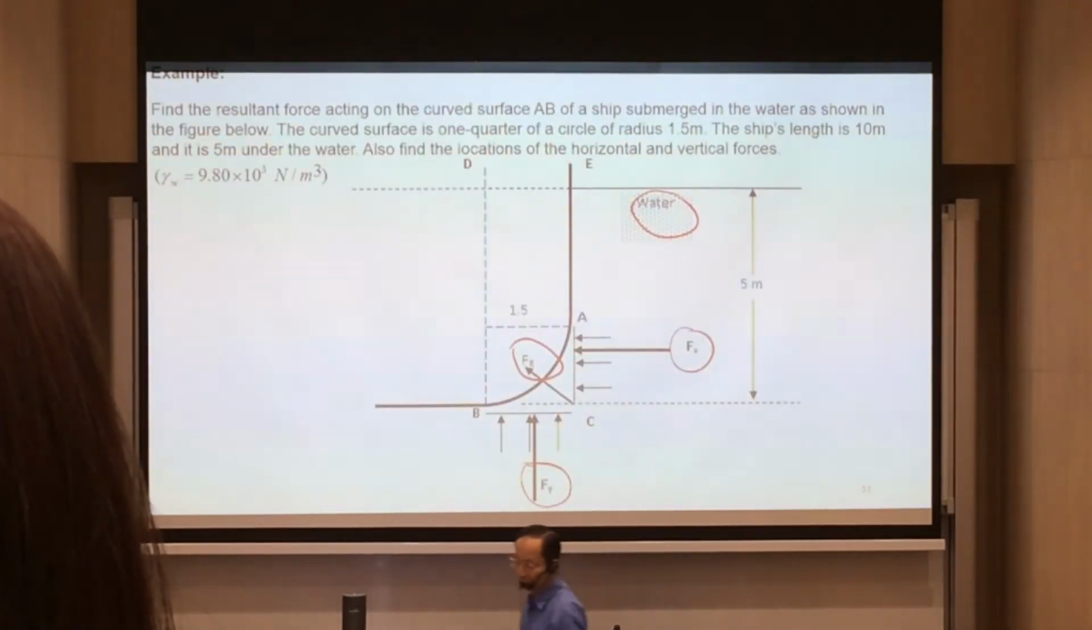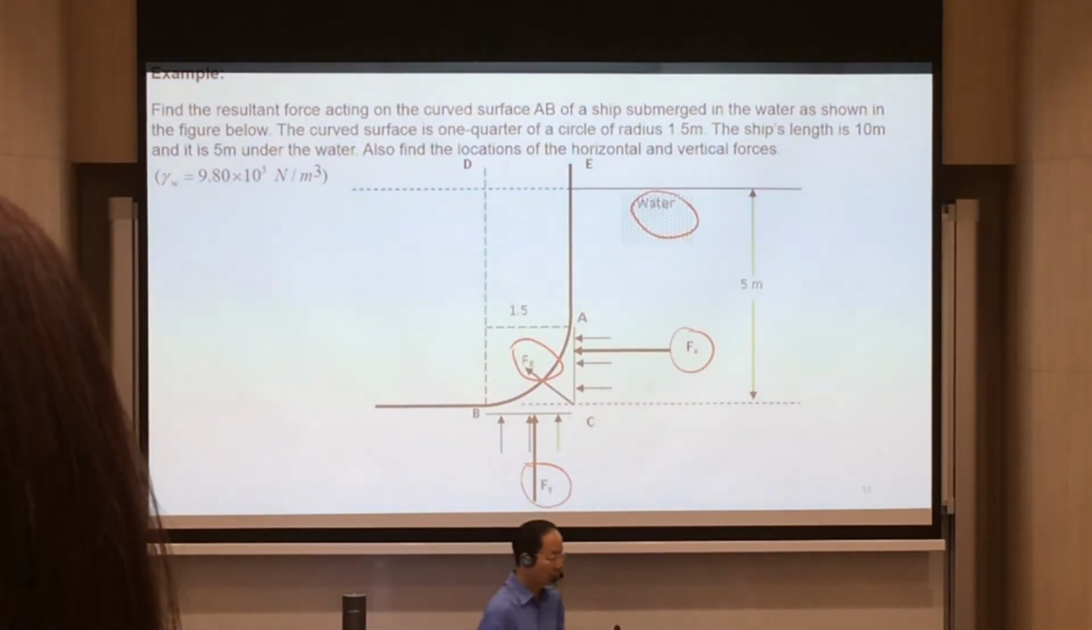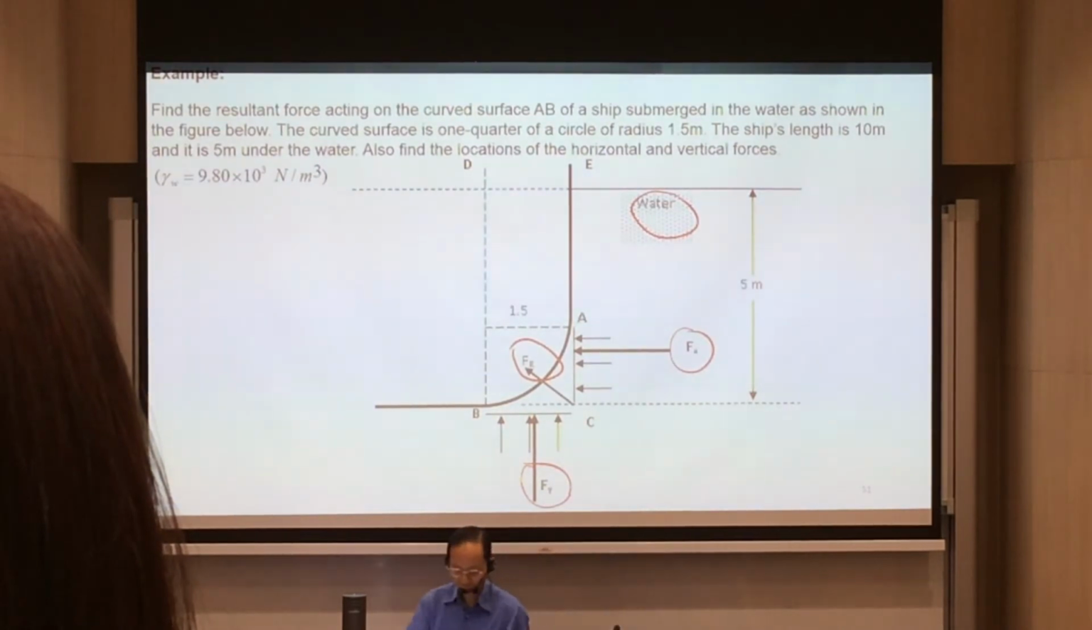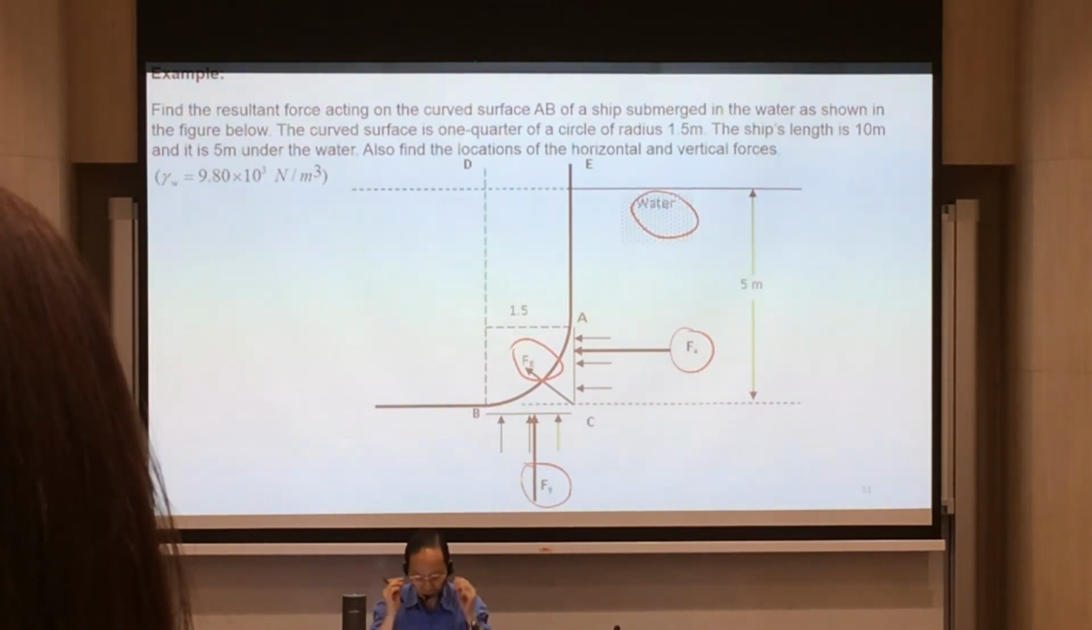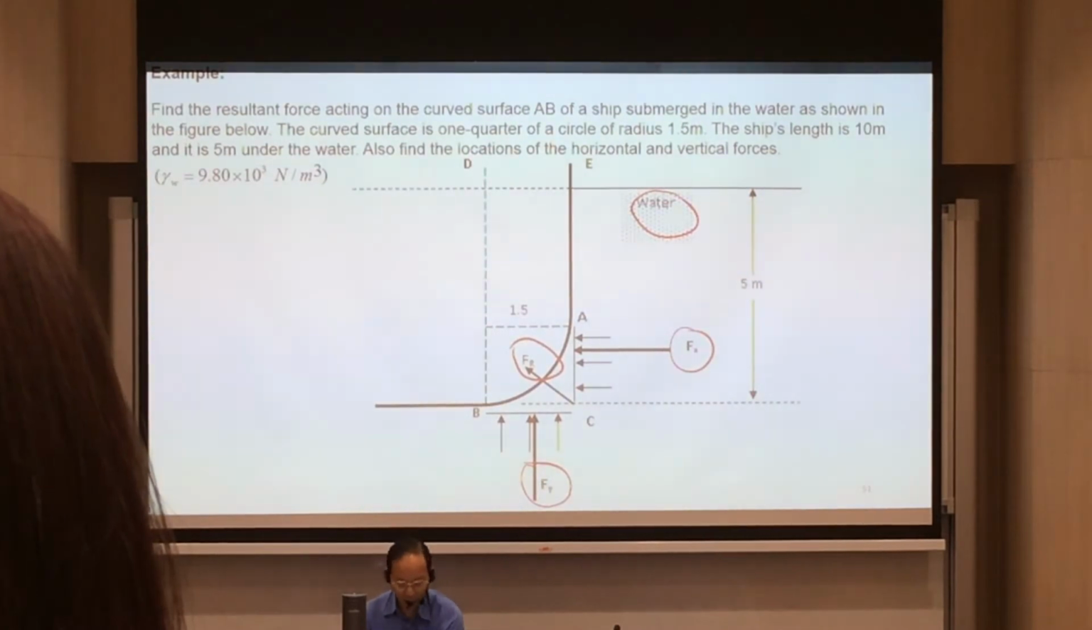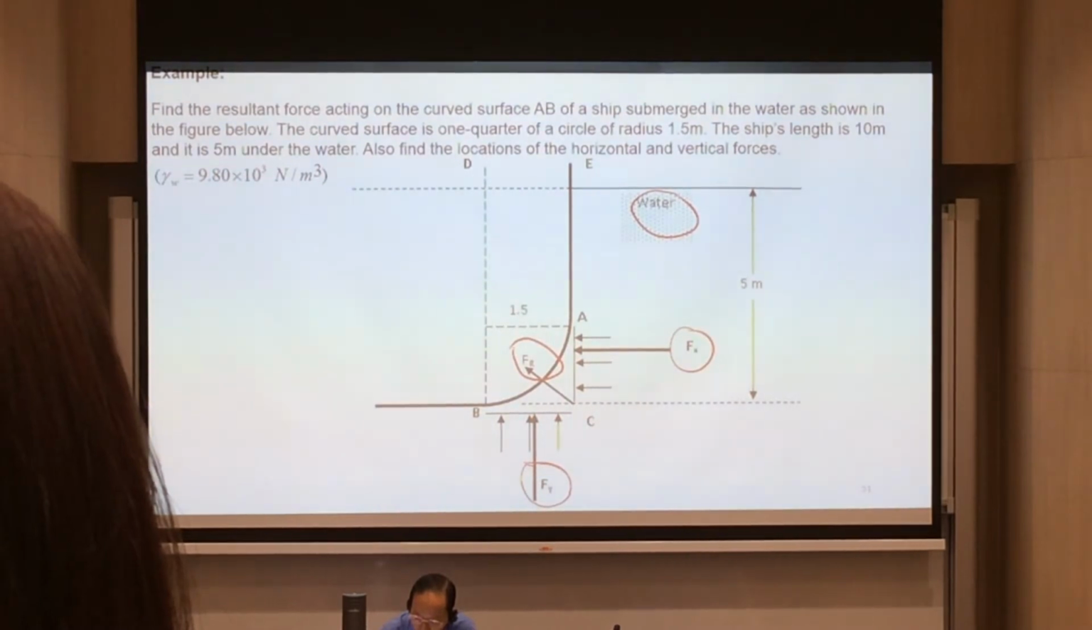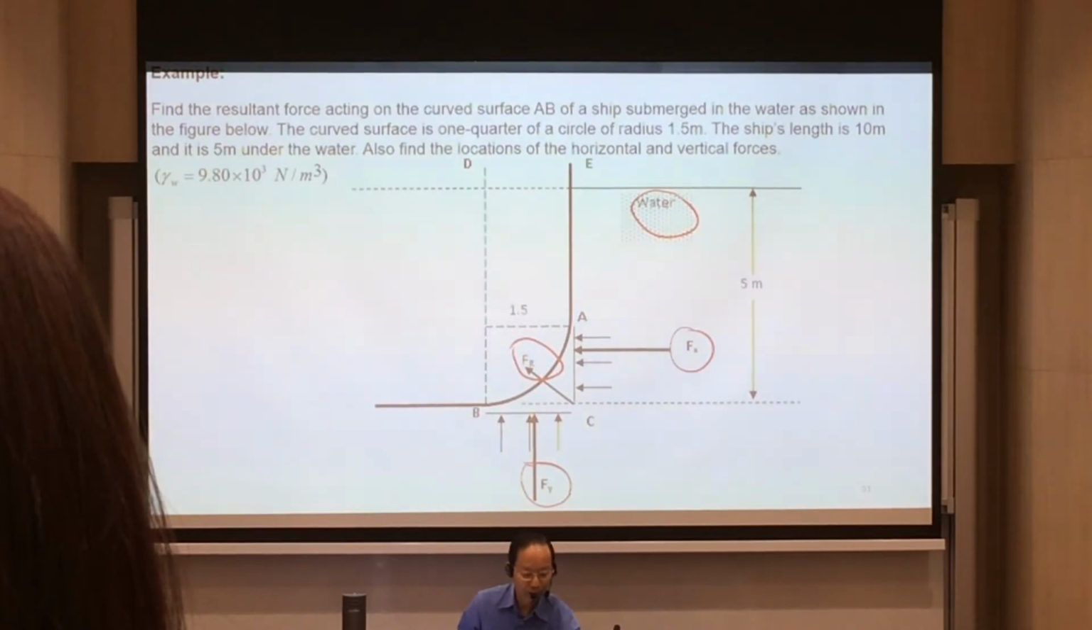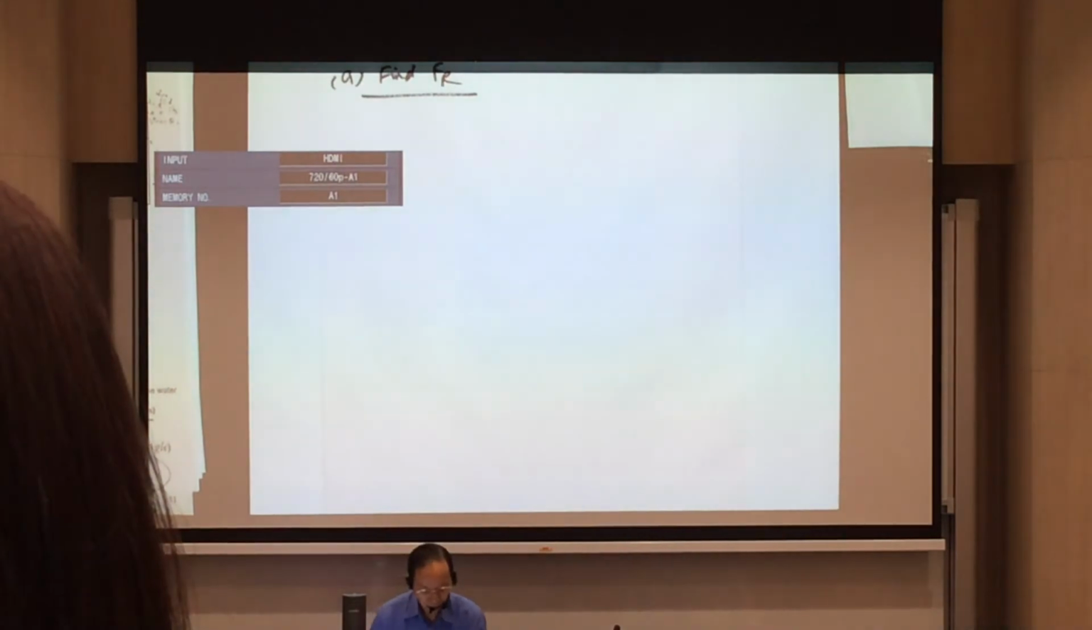Okay, so, right. So how do we go about doing that? Find the resultant force FR. How do we get started? Let's do A. Find FR. So how do we start?